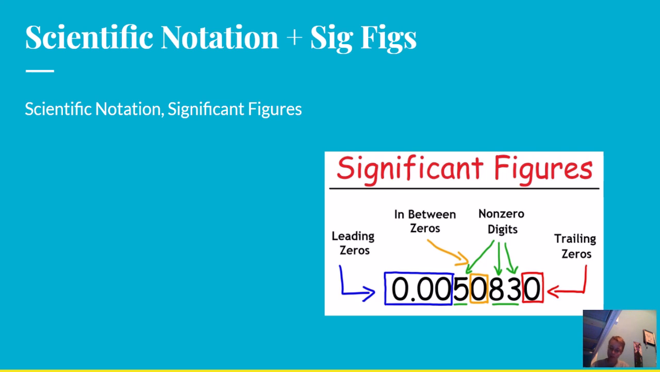Example, so out of 250, the only numbers that count is the 2 and the 5. Because there is no decimal, the 0 does not count. Now, if it was 2.05, all the numbers count, because the 0 is in between two numbers that are significant.